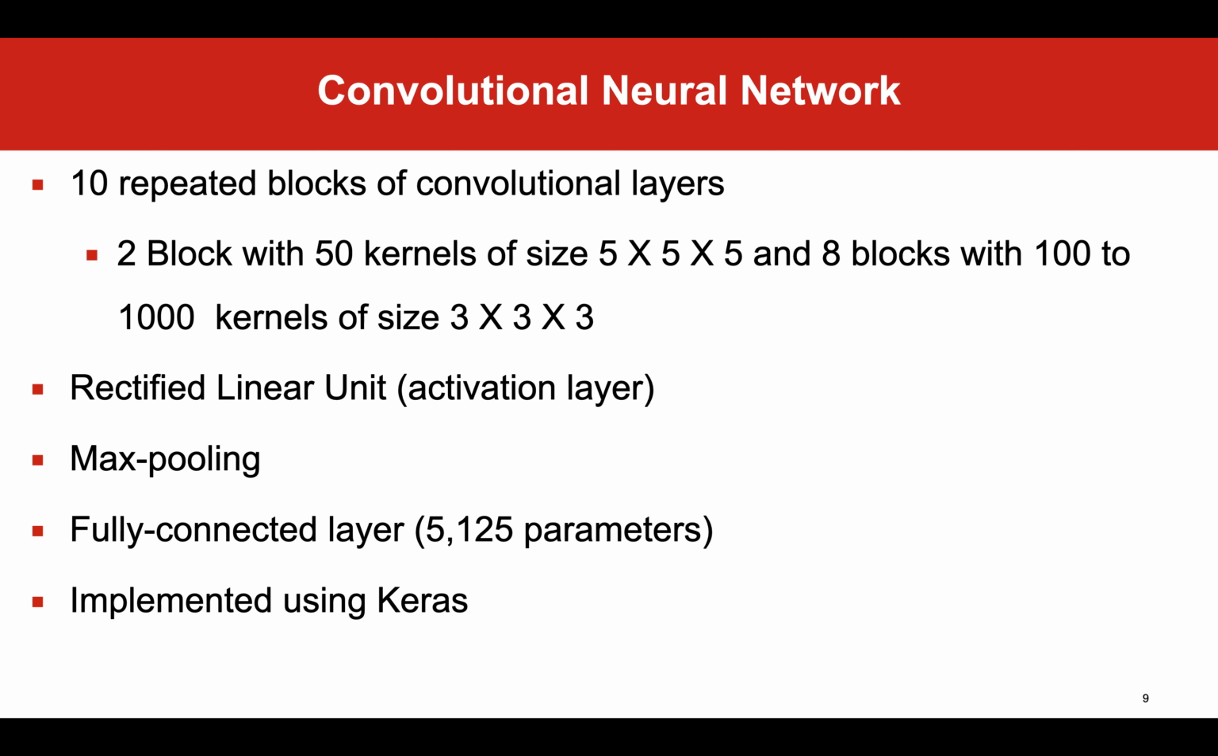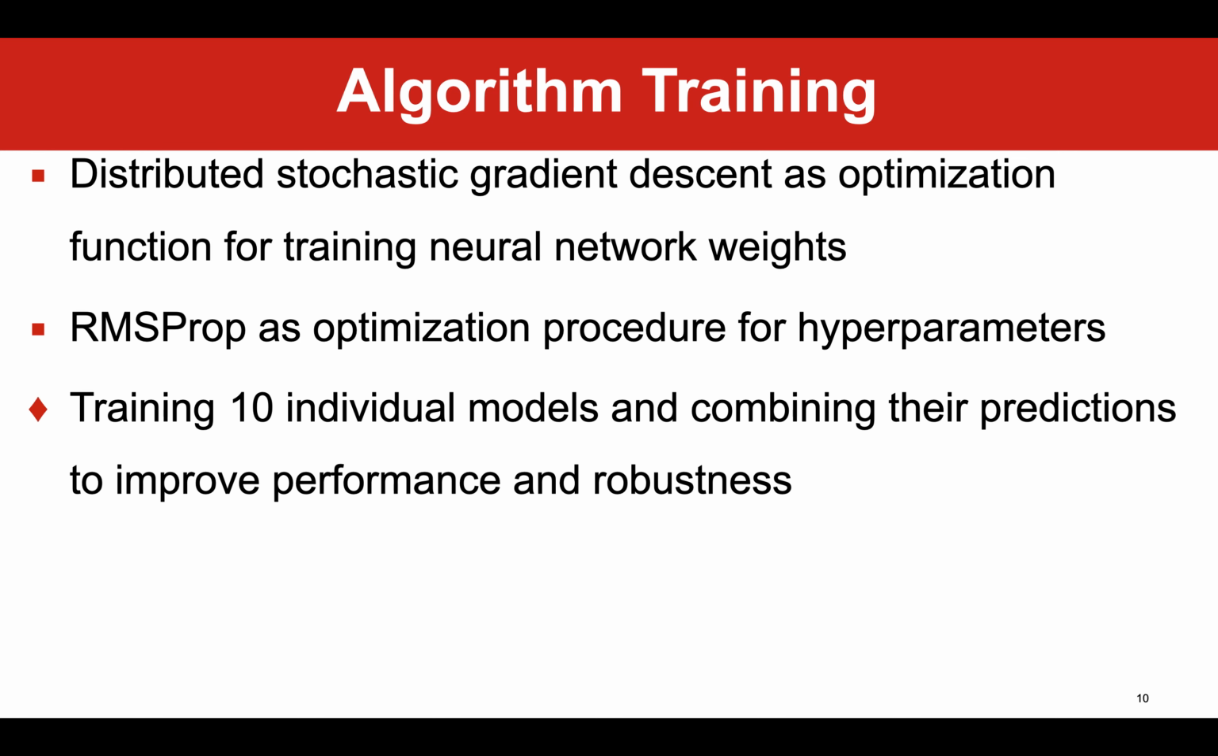And we also incorporated a rectified linear unit as our activation layer, known as the ReLU, for its applicability and speed. And we also incorporated a max pooling layer as well as a fully connected layer with an average of 5,125 parameters across our models, and we implemented this fully with Keras.